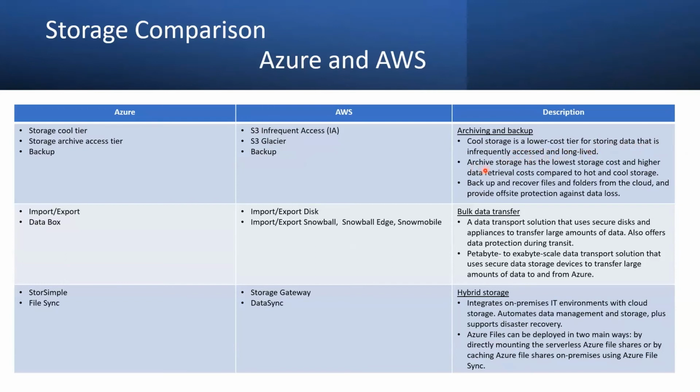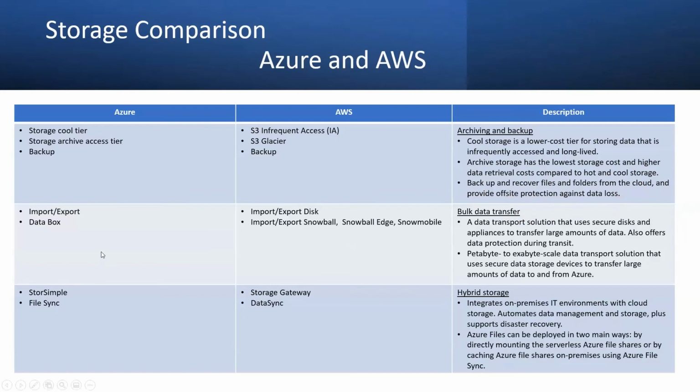long-lived. Archive storage has the lowest storage cost and a higher data retrieval cost compared to hot and cool storage. Backup lets you recover files and folders from the cloud and provides offsite protection against data loss.